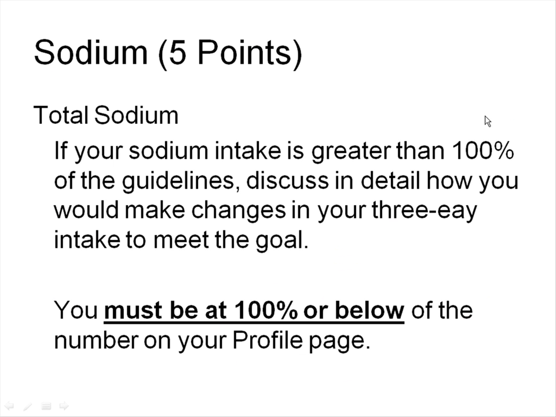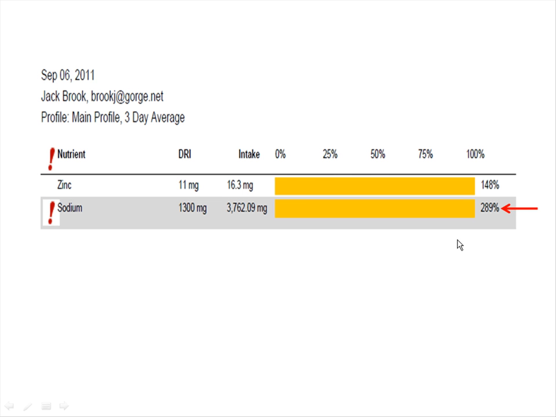As far as sodium, anything that's over 100%, even if you're 101%, because of its relationship to hypertension, I want you to reduce it to 100%. So you must be below 100%. Again, you look at your sodium. Mine's at 289%. My goal is 1300, so I have to reduce from an average of about 3800 down to 1300. So I'm going to have to look at foods that are high in sodium. You go through each day of your spreadsheets, look at the sodium column, and make adjustments to reduce those.